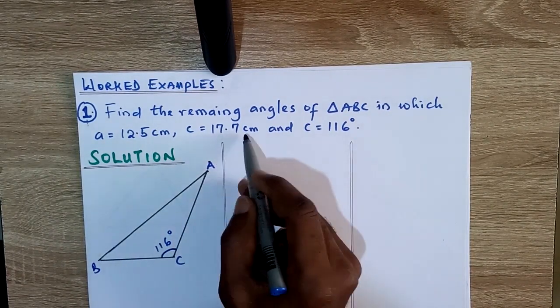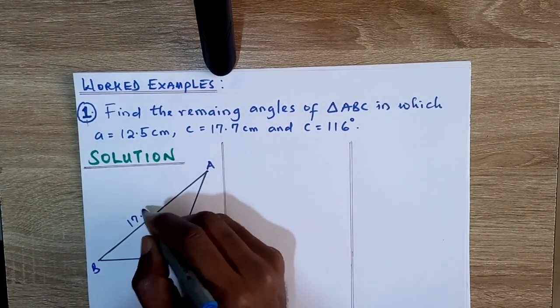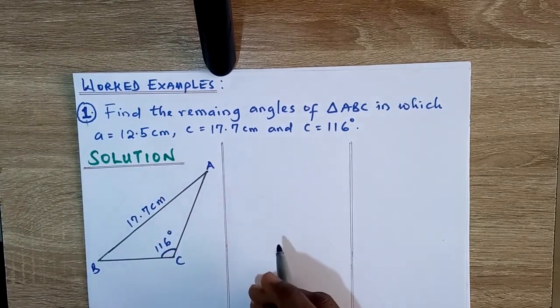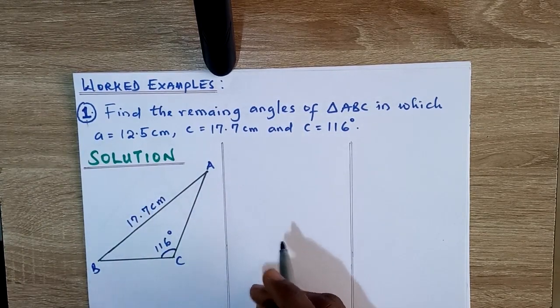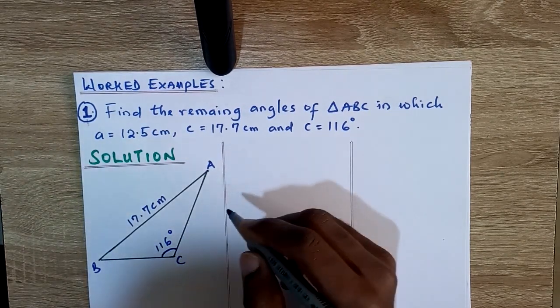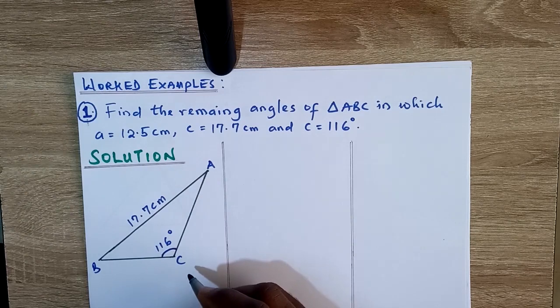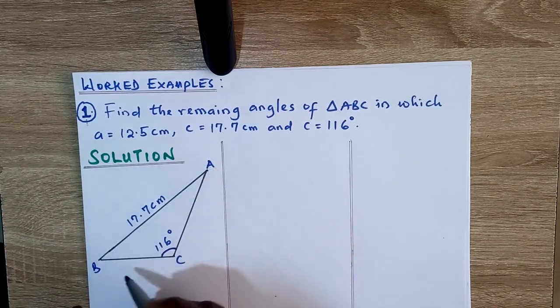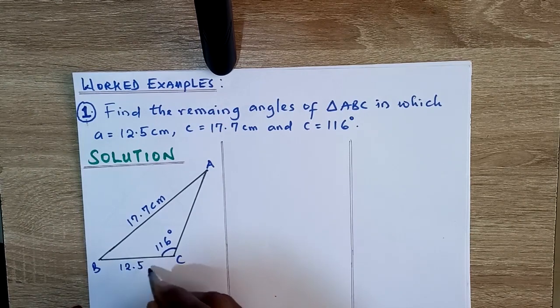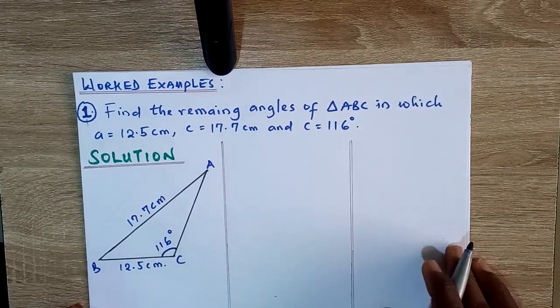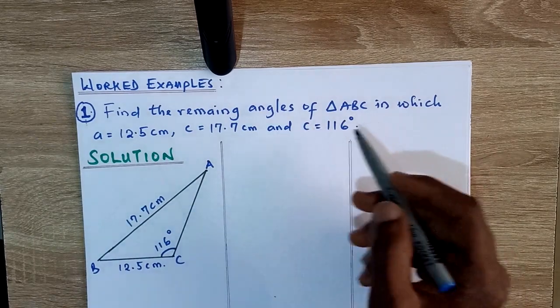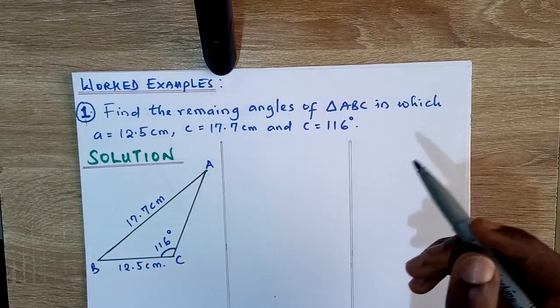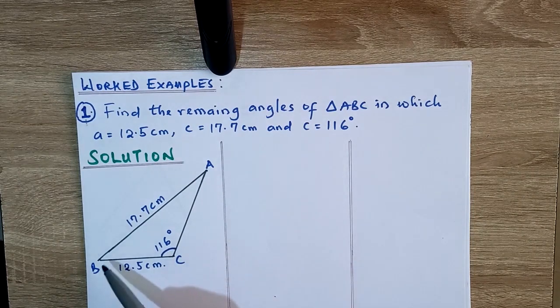Now we have the corresponding side of angle C as 17.7 centimeters. So we have side a as well, which is 12.5 centimeters. So this is angle A, and the corresponding side is 12.5 centimeters. Now we have to find the remaining angles of triangle ABC. So here we have just one angle given, and two of the angles, that is the angles at A and B respectively, are unknown. So let's try to solve this using the sine rule.